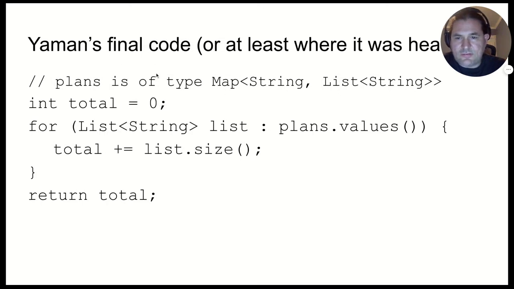This is the final code, or at least this is sort of where it was headed. I don't think it exactly looked like this, and I've made some simplifications anyway, but the idea here is that I can take a map and call this values method, which just gives me back a collection of the values. What type is that collection? Is it a list? Is it a set? It actually doesn't matter. A collection is just a thing I can iterate over.